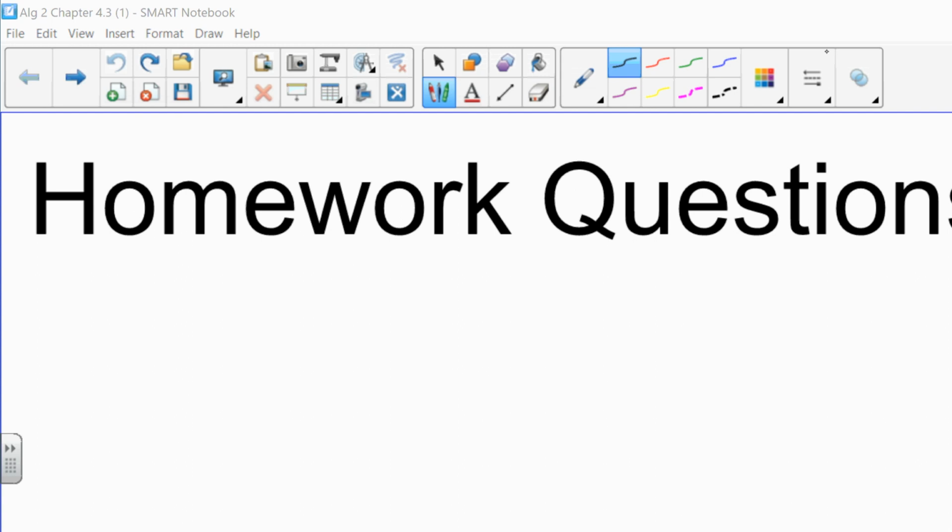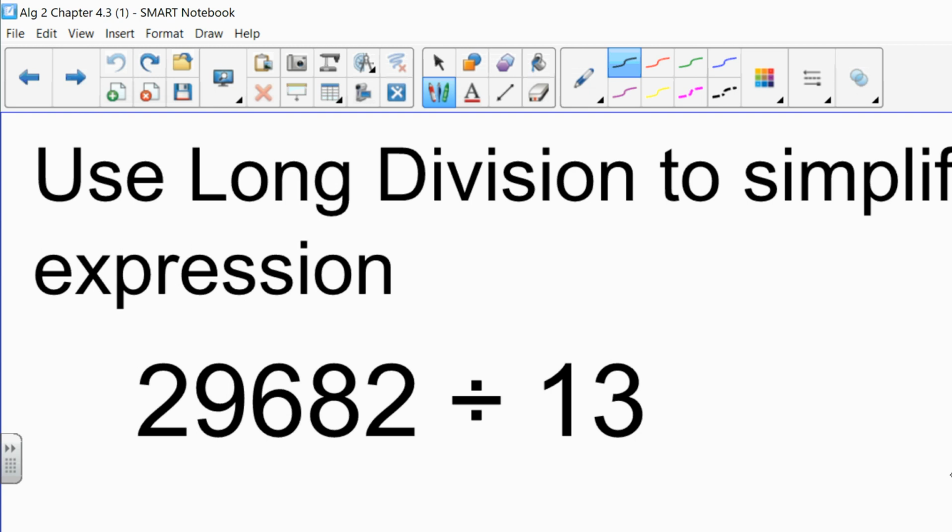If there's no questions on any of the homework assignments, we're going to go on and get started with today's lesson. What we're looking at today and tomorrow is dealing with division of polynomial functions. What we're going to work with today is long division, and what we're going to do tomorrow is synthetic division.